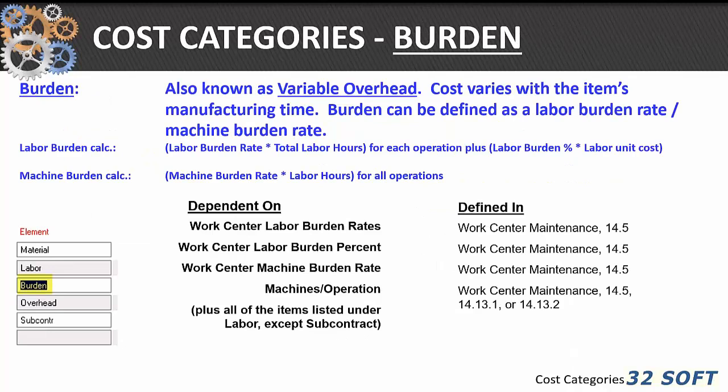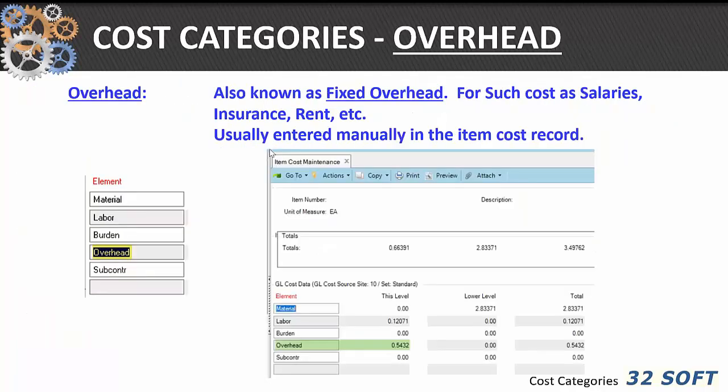Burden, what we normally call variable overhead. These are the costs that vary with the manufacturing time. Those are going to be set up in 1.4.9, 1.4.17, the work order rate, burden rate, percentage, machine burden, etc. Then overhead, which is normally referred to as fixed overhead, for such things as overhead salaries, insurance, rent, etc. We can load those directly into our 1.4.9 or 1.4.18.